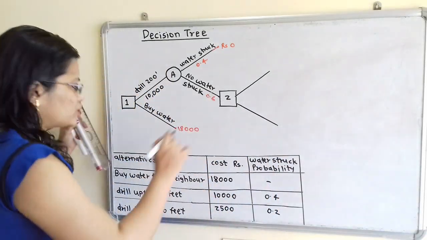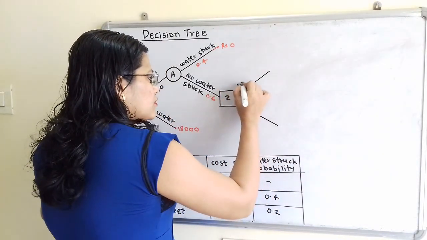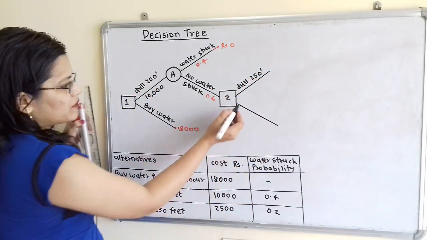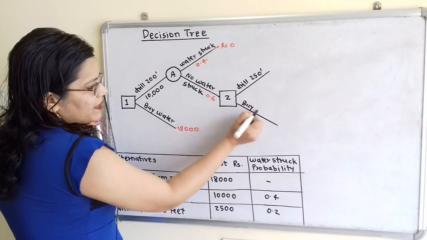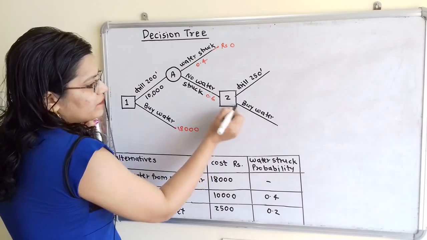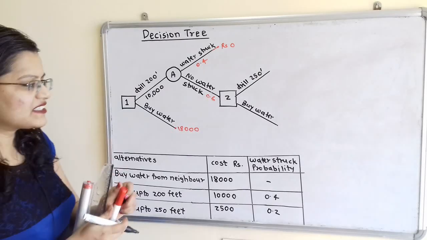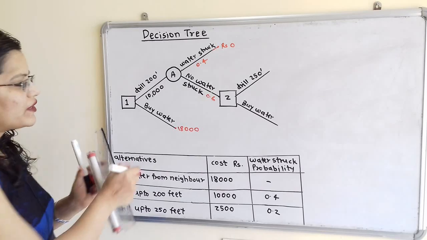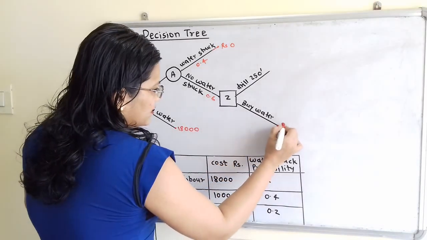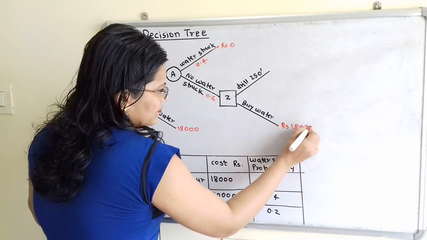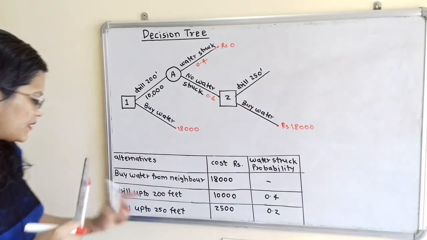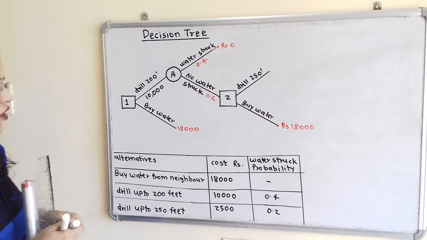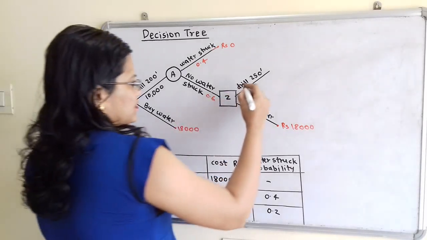So here we have to show drill up to 250 feet, and second decision: buy water from neighbor. Now when we buy water, our requirement is getting fulfilled, and what is the cost? The cost is 18,000. So we have to show this with outcome, that is ₹18,000. And for drill up to 250 feet, it costs 2,500. So we have to mention here cost, that is 2,500.